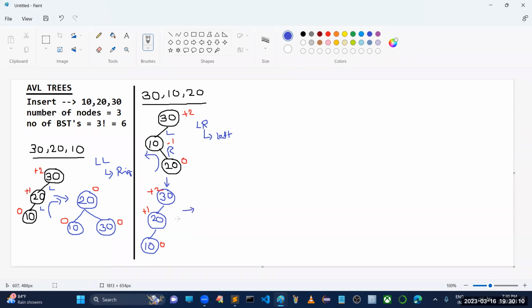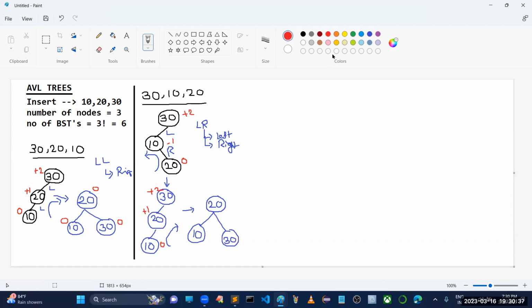Sir, now what we have to do? You need to do one more rotation. What is that rotation? Right rotation. Sir, what have we applied in this case? So this is the same tree, right? Right rotation we have to do. So 20 will become the root node. 10 will become the left subtree for this and 30 will become the right subtree for this. Like this we have to take.